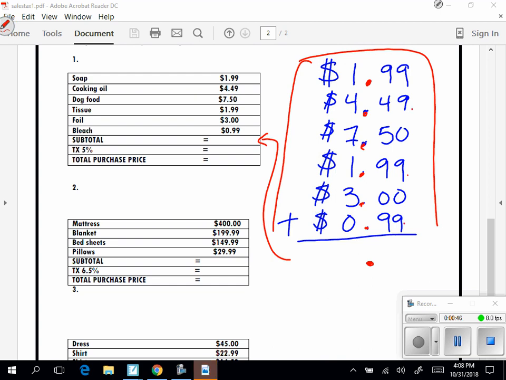All right, if I have 4 9s, that's 36. Carry the 3. 9 and 4 is 13, plus another 3 is 16, plus 5 is 21, plus 9 is 30, 39, carry the 3. 3 and 1 is 4, plus 4 is 8, plus 7 is 15, plus 1 is 16, plus 3 is 19. I got $19.96.